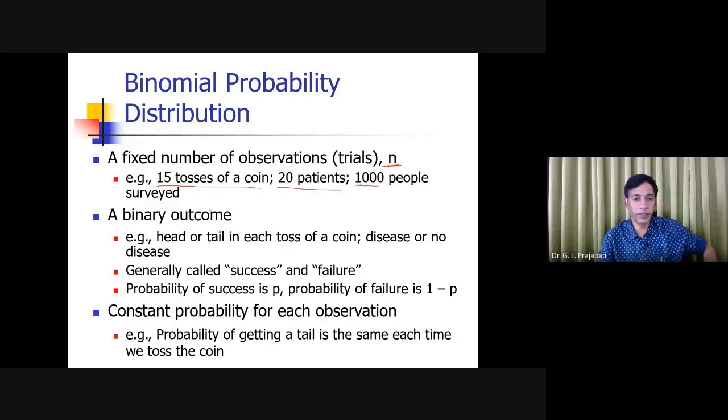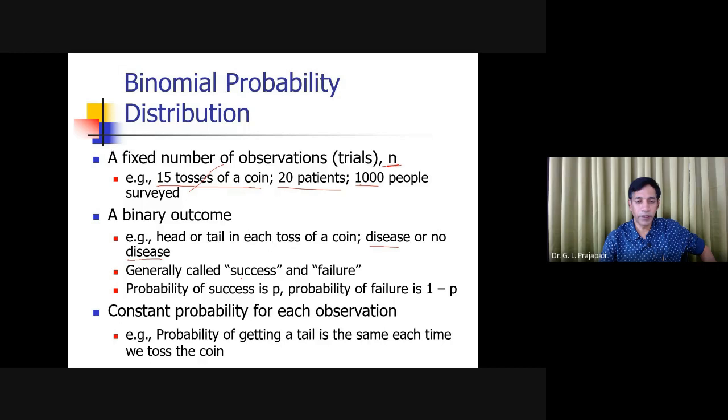Now the important thing is that for all these observations or trials, we have the outcome which is binary. Means you are tossing a coin, and it can be head or tail, like success or failure. With 20 patients, you are observing the patients, maybe for some kind of disease. So patients may have disease or not disease. So this is the case of the binary thing, either disease or no disease. So head or tail in each case, tossing a coin.